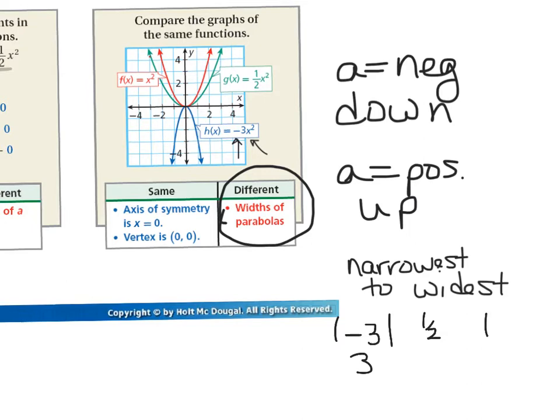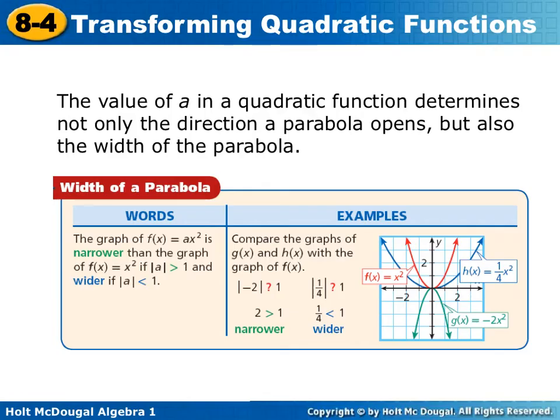Wait, wouldn't the 1 and the 1/2 be switched because the 1/2 is wider than the 1? Yes, thank you. Sorry, I wrote that backwards. Good. Okay, so I need to switch these. And it is the 1 first, then the 1/2. So from greatest to least, based on that coefficient in front of a, you're going to do the 3 first, then the 1, then the 1/2. The 1/2 is going to be the widest graph here. And you can see in the picture that the green is the widest graph out of the red, blue, and green. Let's look at some more examples.